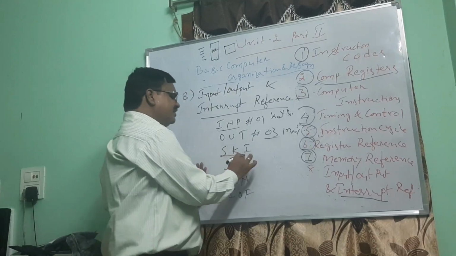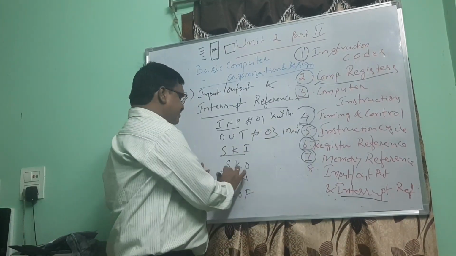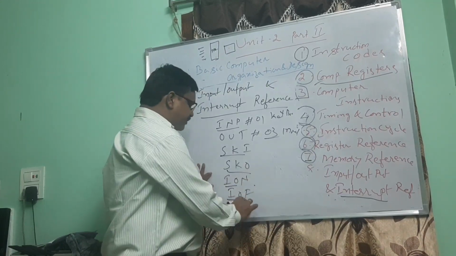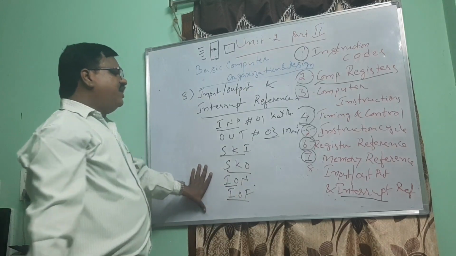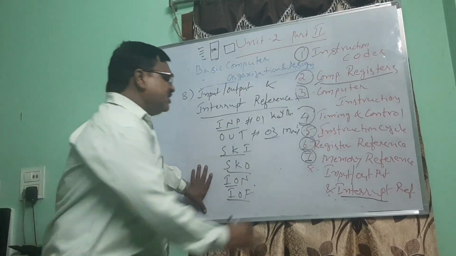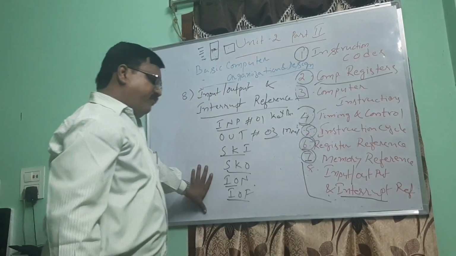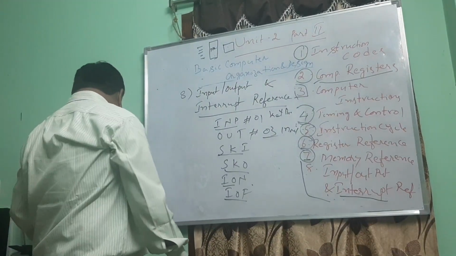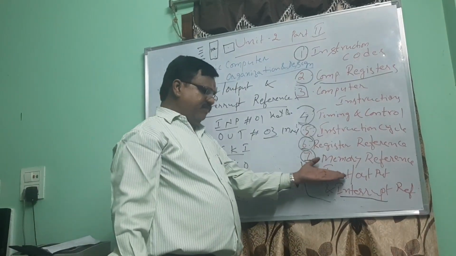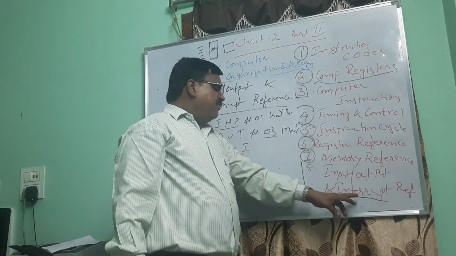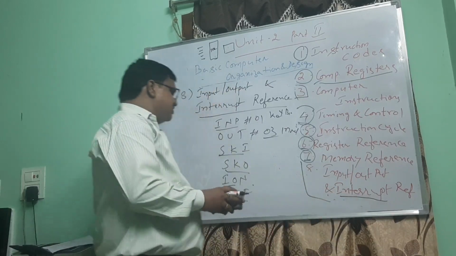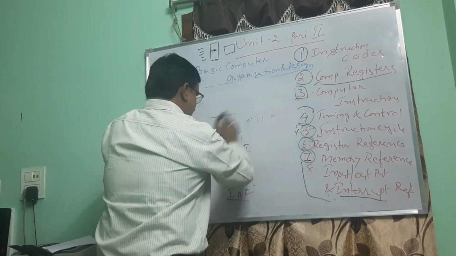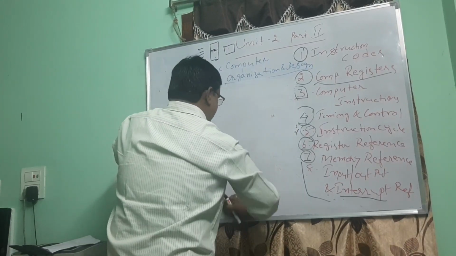And then SKI stands for skip if input. SKO, skip if output. Interrupt on, interrupt off. These are the various types of instructions that are related with input, output, and interrupt type of devices. Now here, you know very well what an interrupt is, what an input is and what an output is. But there is a new term. Let us discuss a few points about what this interrupt is.